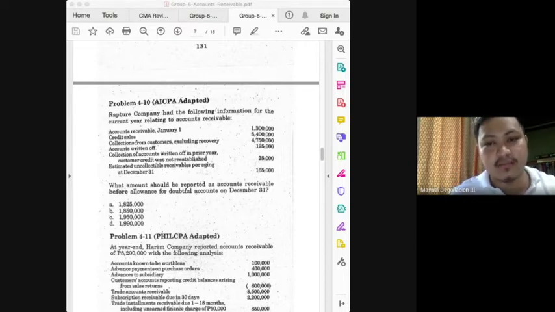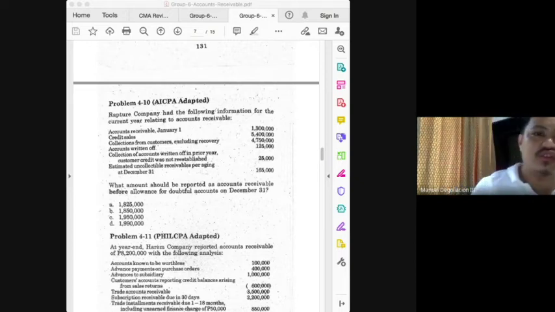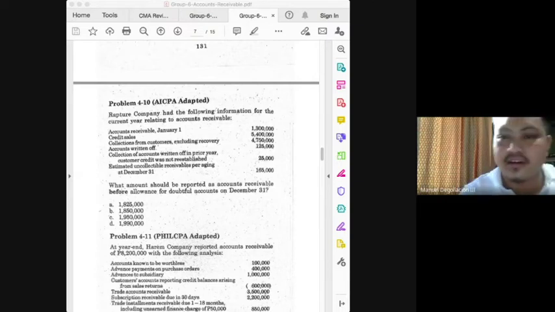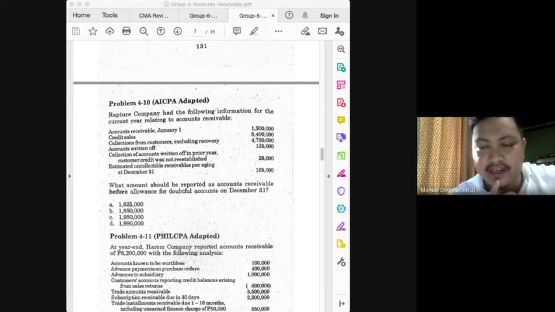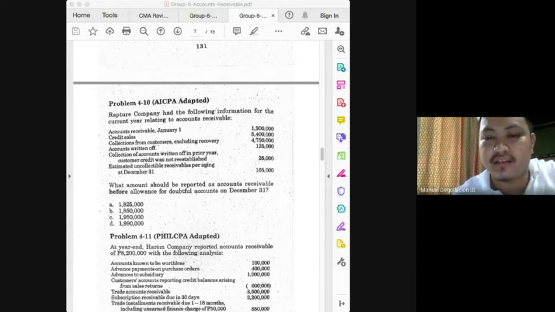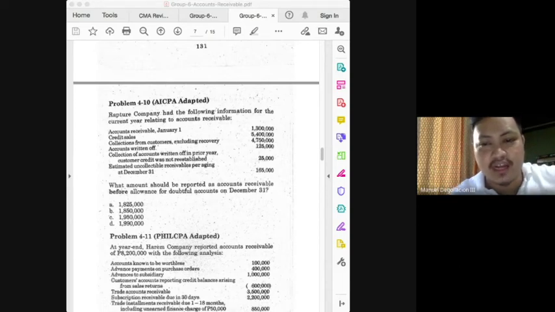First, we will re-establish the accounts receivable and record the collection. Accounts written off, 125,000 of accounts written off in prior year. Customer credit was not reestablished. Basically, what this 25,000 is telling us, class, is that we did not recognize again the receivable that we have previously written off. We just immediately recognize the cash and charge it against the allowance for doubtful accounts.